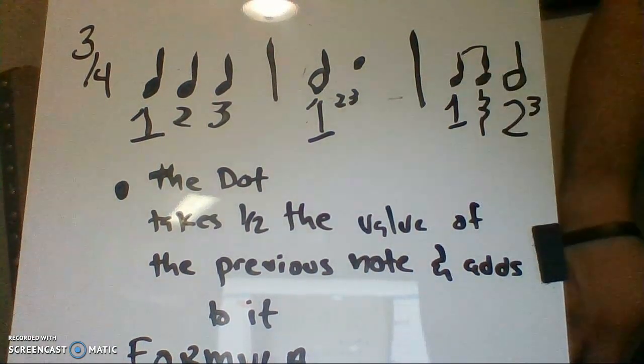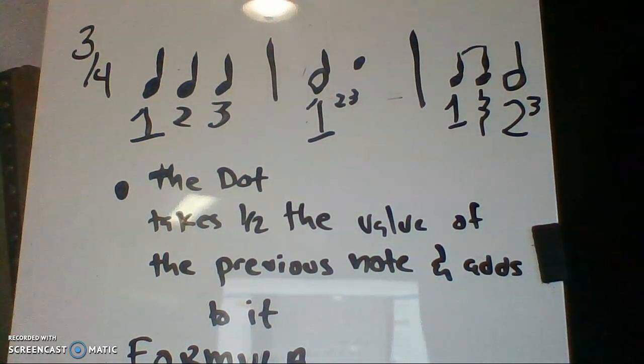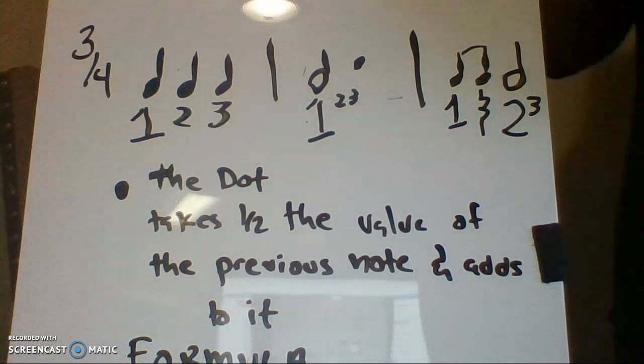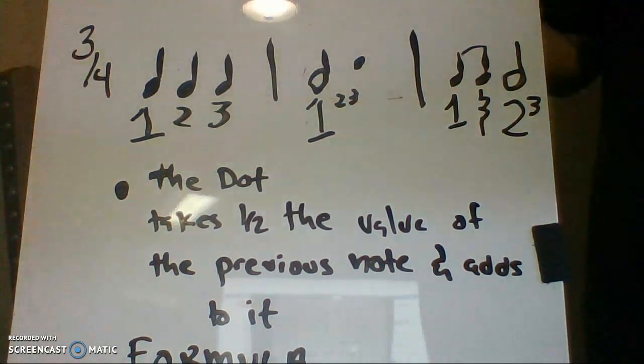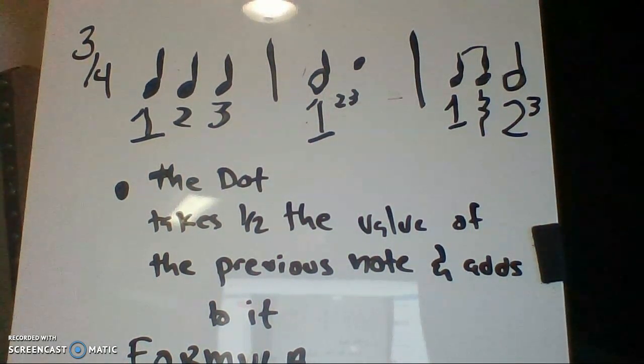So the way you would clap that, again, you clap all the big numbers and you do not clap the little ones. So it would be 1 and 2, 3. That is how you do that.